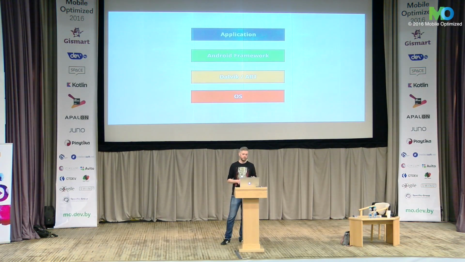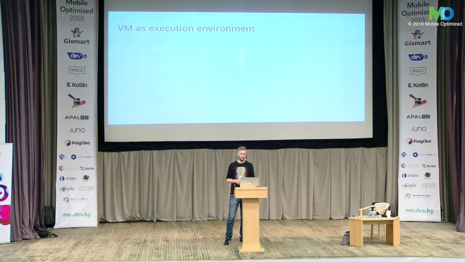And on Android, we have a special kind of virtual machine, which is called Dalvik, and on new devices, it's called ART, Android Runtime. And what's funny about the virtual machine on Android is that it's a bit different than the virtual machine in the Java world. So let's look at how it's different. But before we look at that, a quick introduction: what is a virtual machine for.